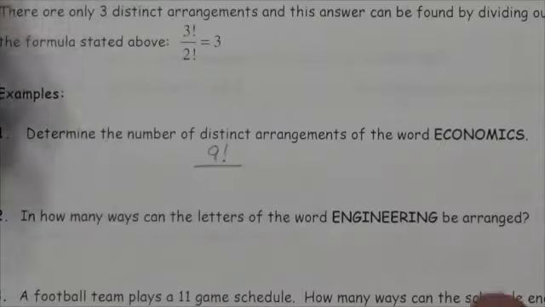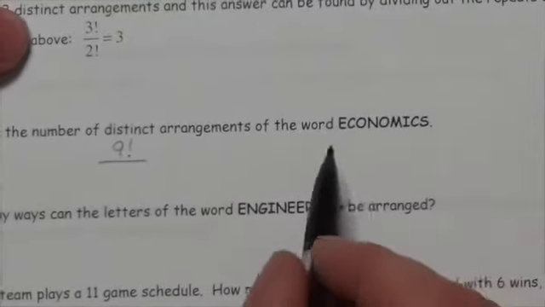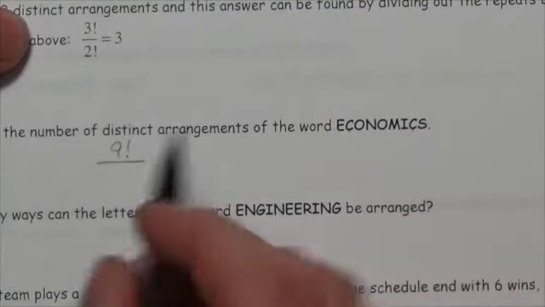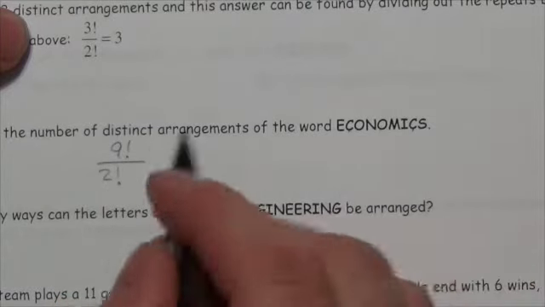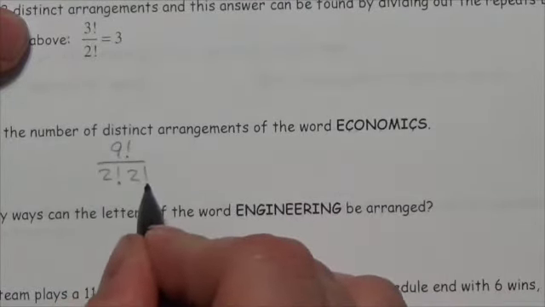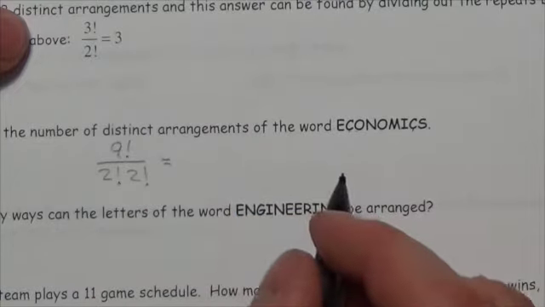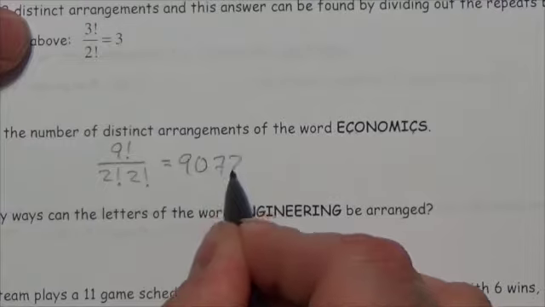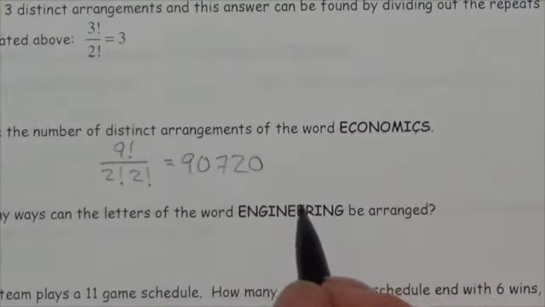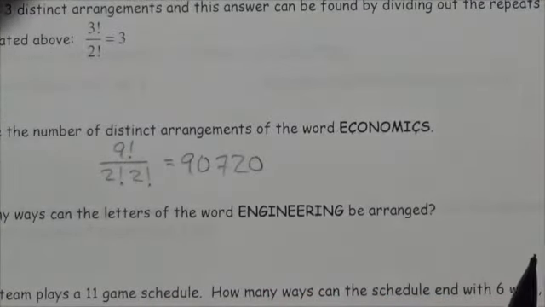Now, we do, however, have 2 C's. So we'll divide by 2 factorial. And we've got 2 O's, so we'll divide by another 2 factorial. And when we go to our calculator and evaluate that, we get 90,720 different unique permutations.